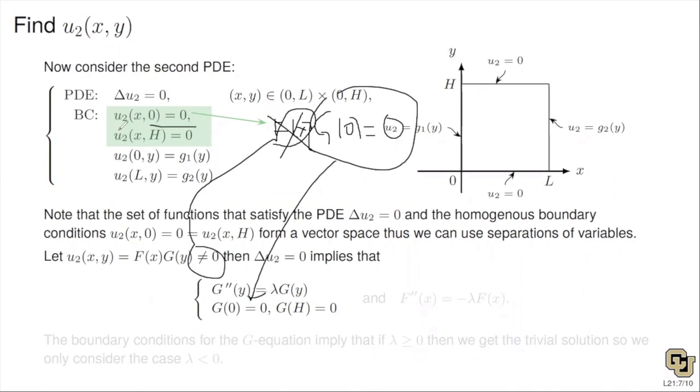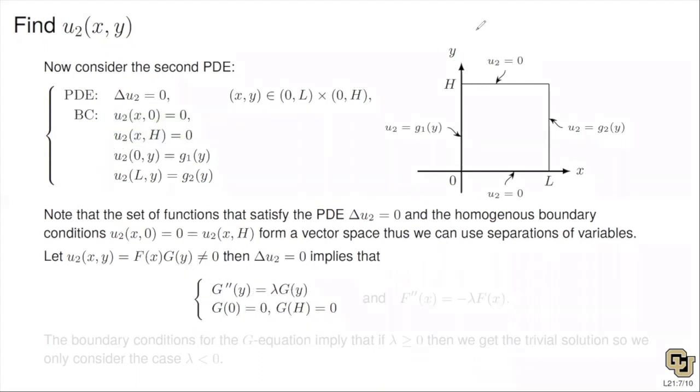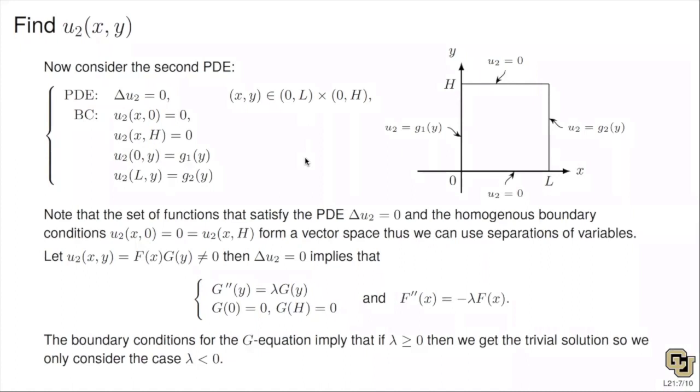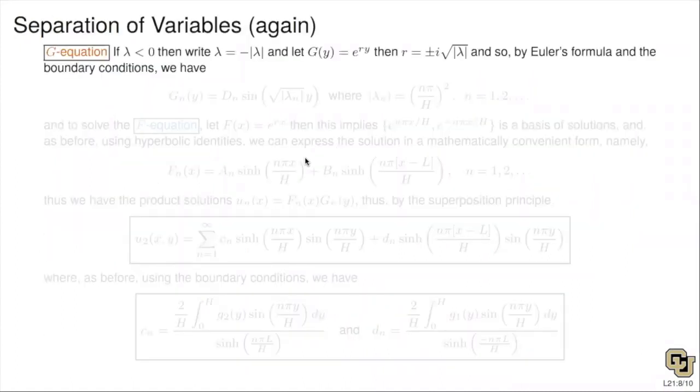And then the other boundary condition, U of X comma H equals 0, gives us G of H equals 0. And so you see how this is flip-flopped. And here for the F equation problem, we just have F double prime equals minus lambda F. And we've separated it, setting the F part equal to minus lambda, just like we did in the previous equation. So here we consider the case lambda less than 0. And I'm going to write lambda this way because I'm assuming lambda is negative. And so now if you take the square root, we get this.